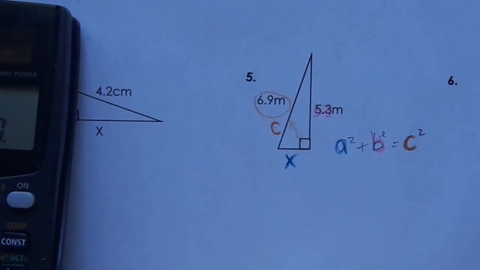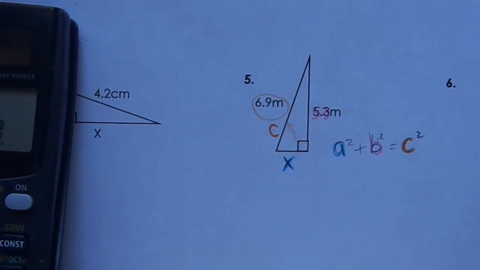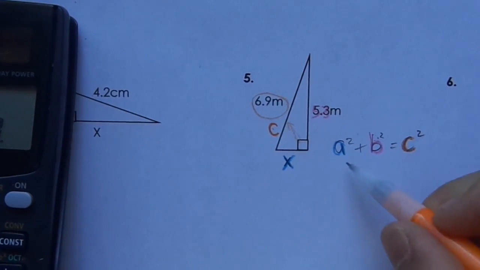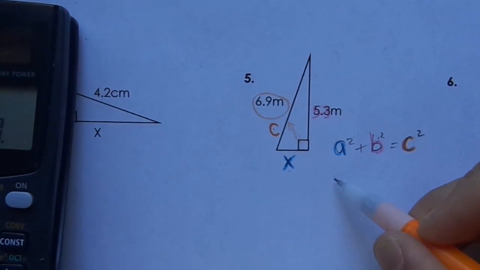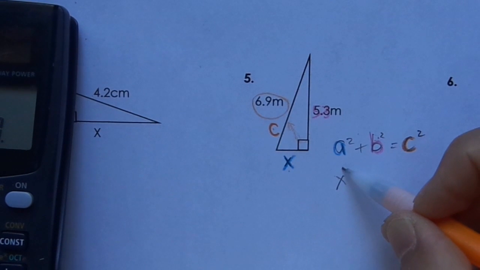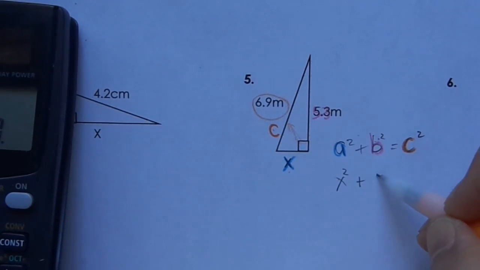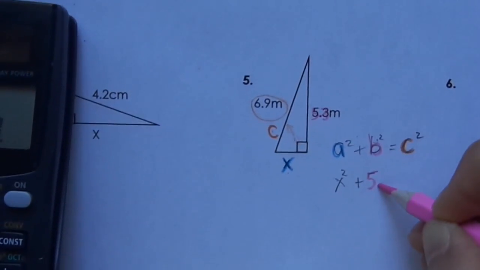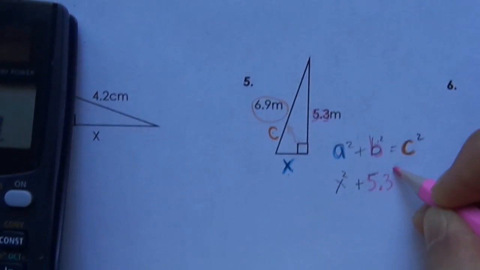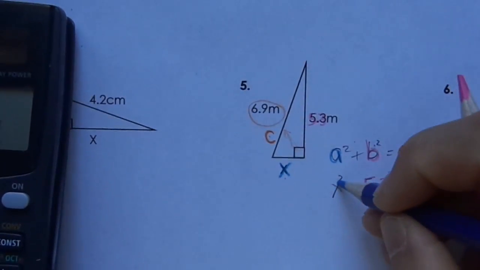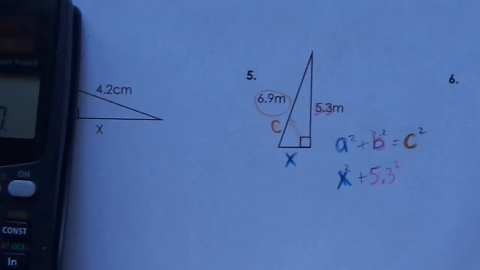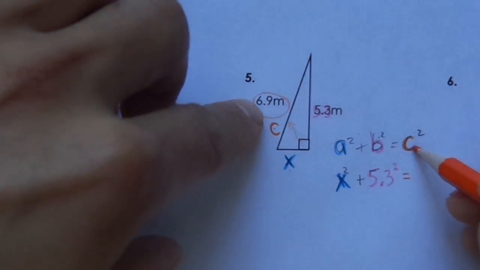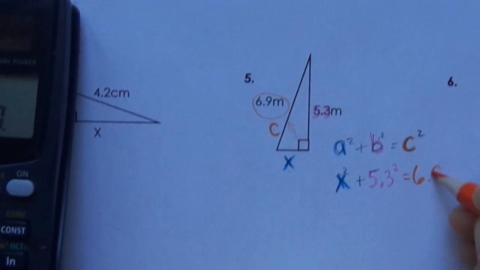Now remember, these letters are just holding numbers, okay? They are numbers. Don't let the letters confuse you. So A in this case would be represented by our missing variable x. B in this case would be 5.3 squared. Sorry, let me stay consistent and use the pencil crayons like I said I would. Okay. Equals C, we have a number for it, don't we? 6.9 squared.